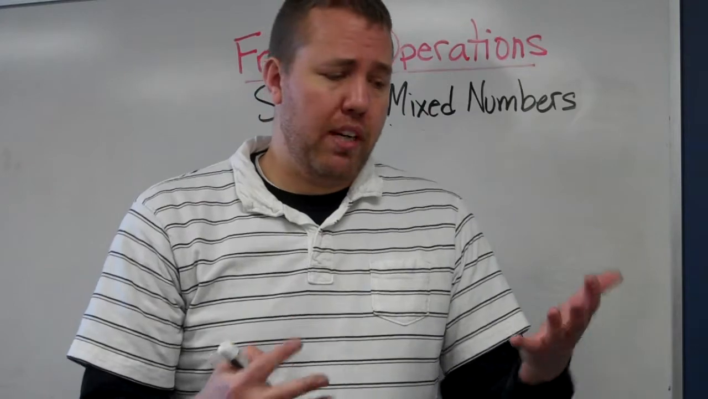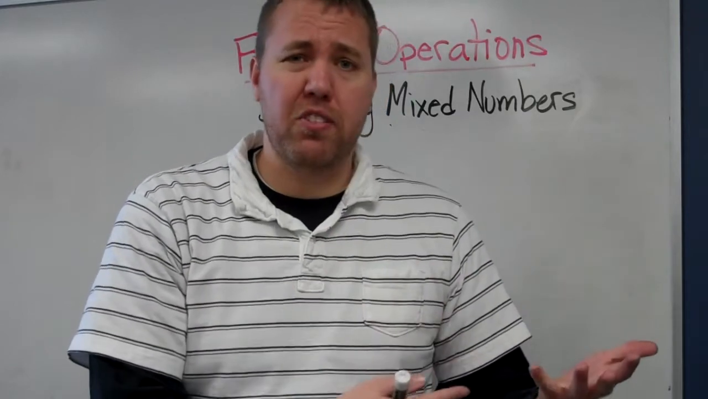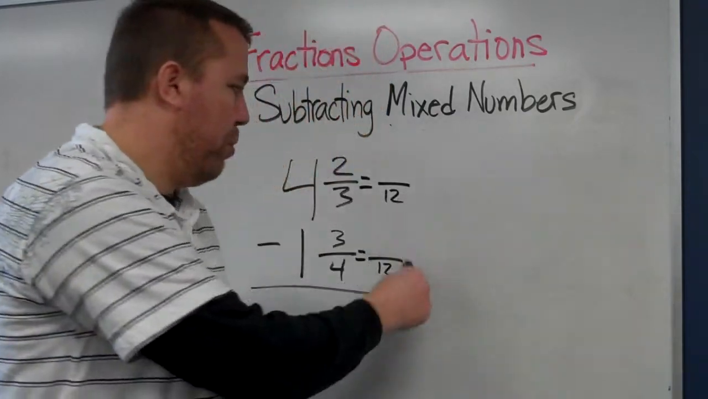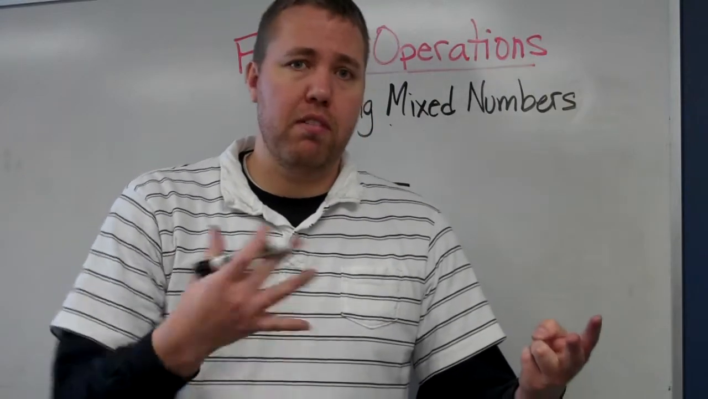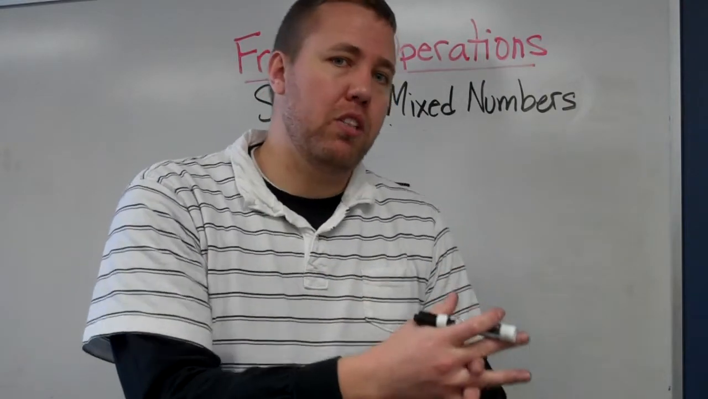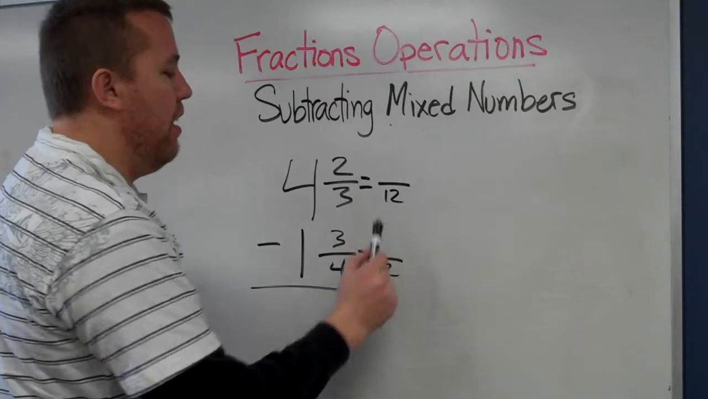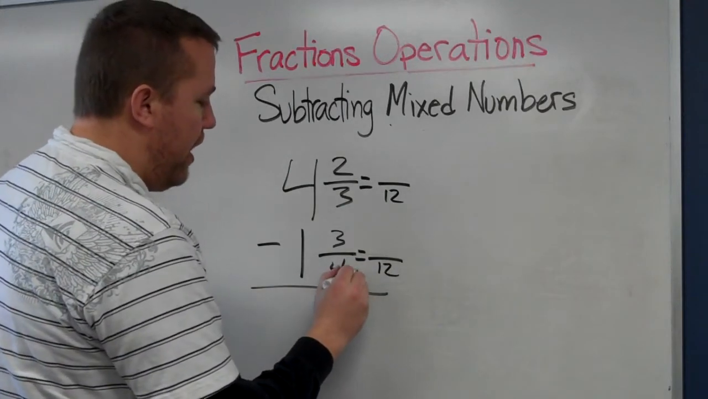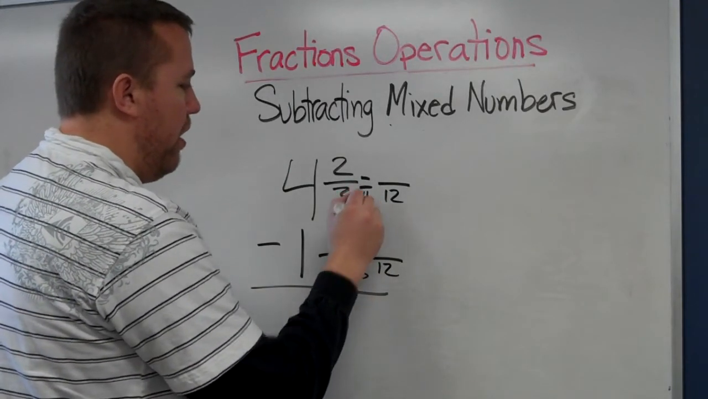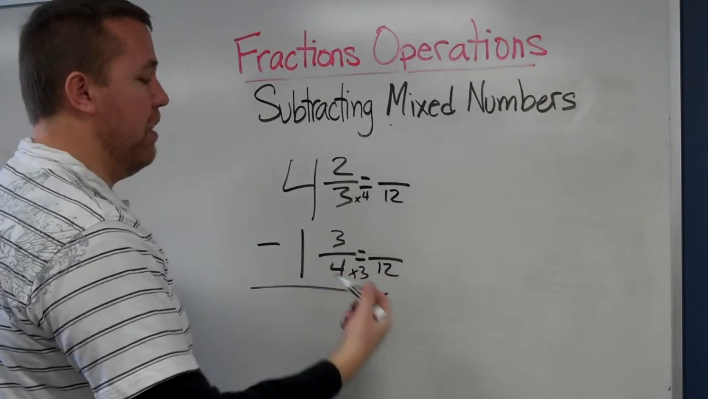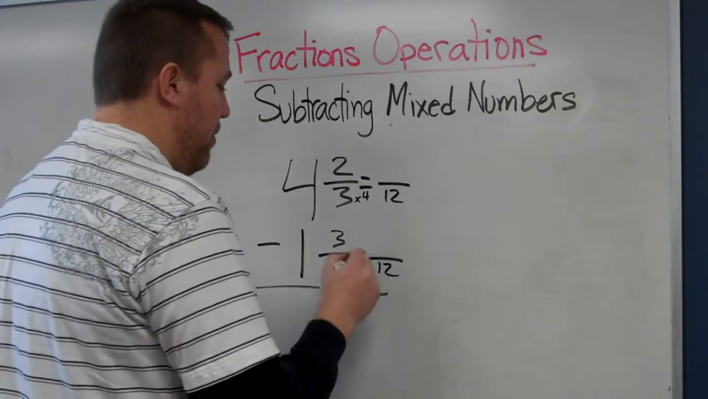I can't add and subtract fourths and thirds. Hey, look, I have fourths and thirds. But if I have twelfths, hey, maybe I have 2 twelfths over here and 5 twelfths over here, I can put those together. So the first step is finding the like denominator. And then we make each of these fractional parts to that same denominator.